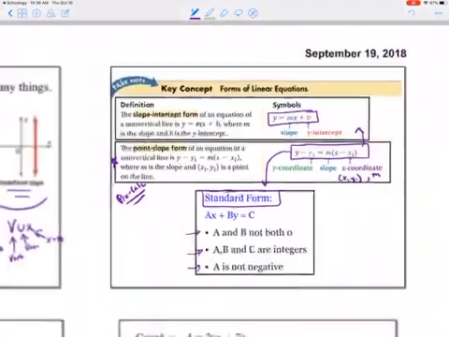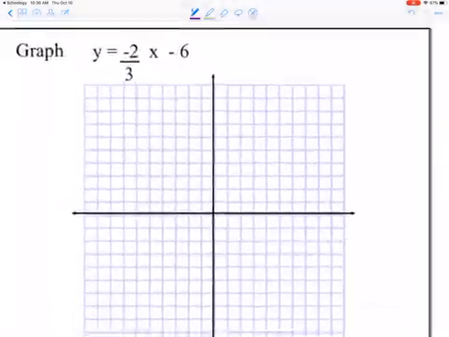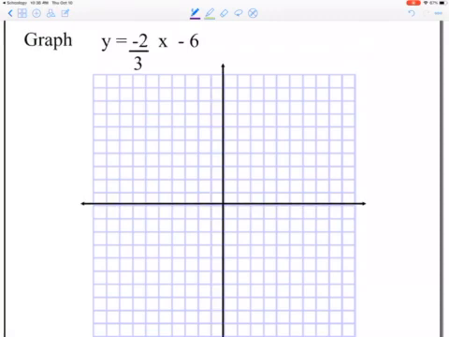And it's a good transition form, point-slope form. Let's go to this equation. We're going to graph y equals negative 2/3 x minus 6. This is my y-intercept. This is my slope. So 1, 2, 3, 4, 5, 6. Negative 6, I go down 2 to the right 3, down 2 to the right 3, or up 2 to the left 3, and I get my line. So that's graphing that equation.